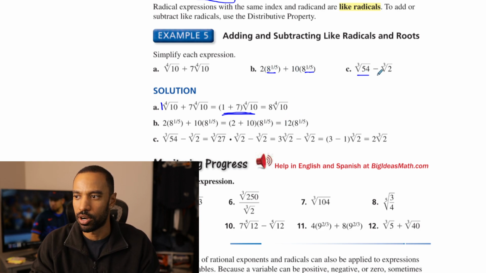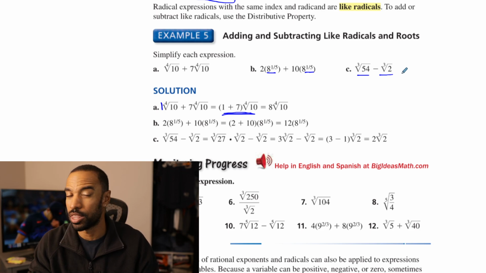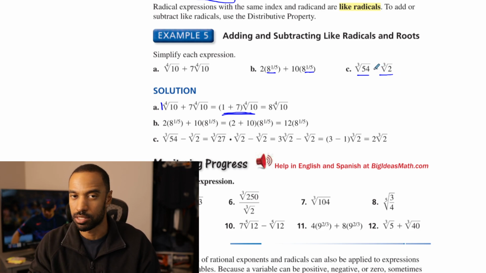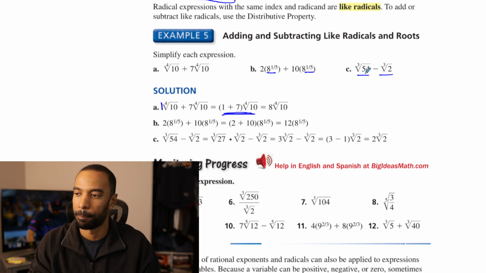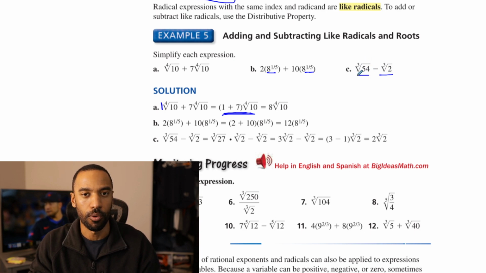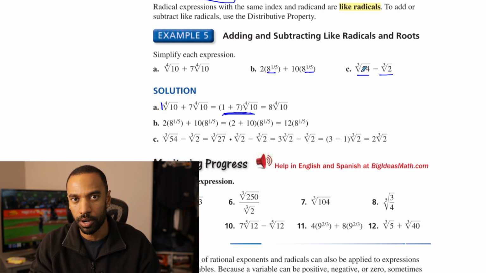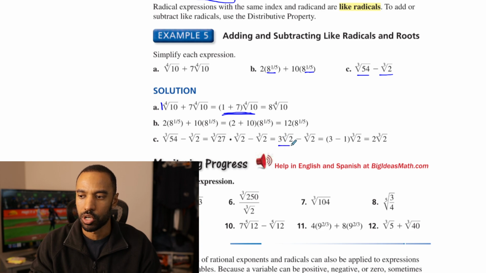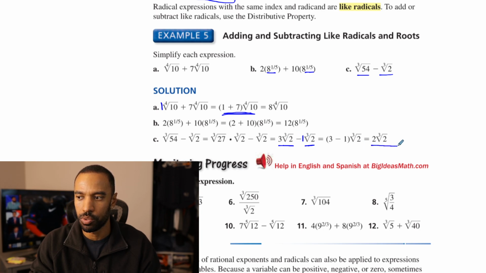And this last one, these are not alike. So can you not do anything? Well, you can't combine these as they are, but you can simplify. The cube root of 54 can be simplified to the cube root of 27 times the cube root of 2. Cube root of 27 is 3. So you turn it into 3 times the cube root of 2 minus cube root of 2. Remember, that's a 1. 3 minus 1 is 2. You get 2 times the cube root of 2 when you're simplified.